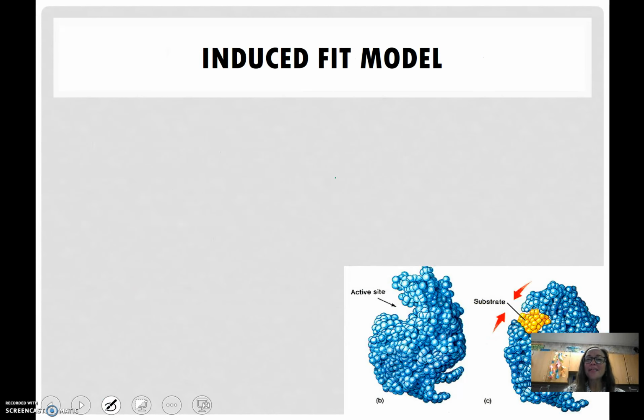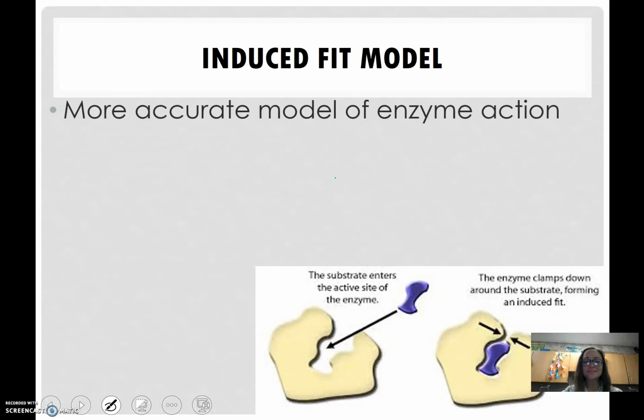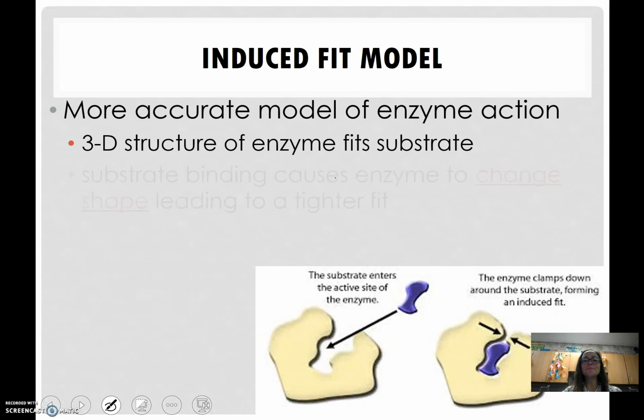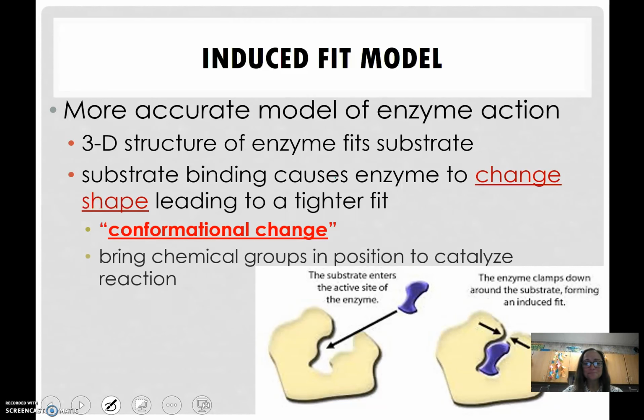Okay, but in reality, it's more accurate to use the induced fit model, where when the substrate attaches into the active site, the enzyme has a slight conformational change in shape, which means a change in shape leading to a slightly tighter fit. Now, it's not a permanent change in shape. It just puts a little bit of pressure on the substrate, and it brings the substrate into the right orientation for a reaction to occur.